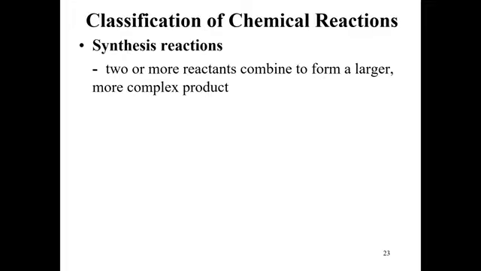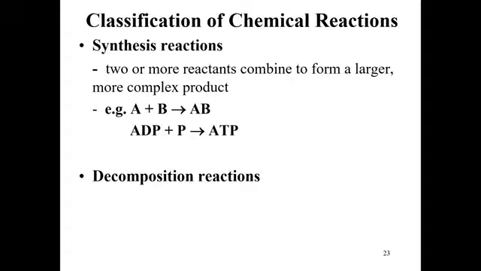We have different types of chemical reactions. First is your synthesis reaction. Two or more reactants combine to form a larger and more complex product. This is simple because they simply become one or unite. So A plus B equals AB. An example is your adenosine diphosphate, your ADP. When phosphate is added, it forms adenosine triphosphate, or your ATP. Okay? A plus B equals AB. That's simple. Nagsasama lang po sila.